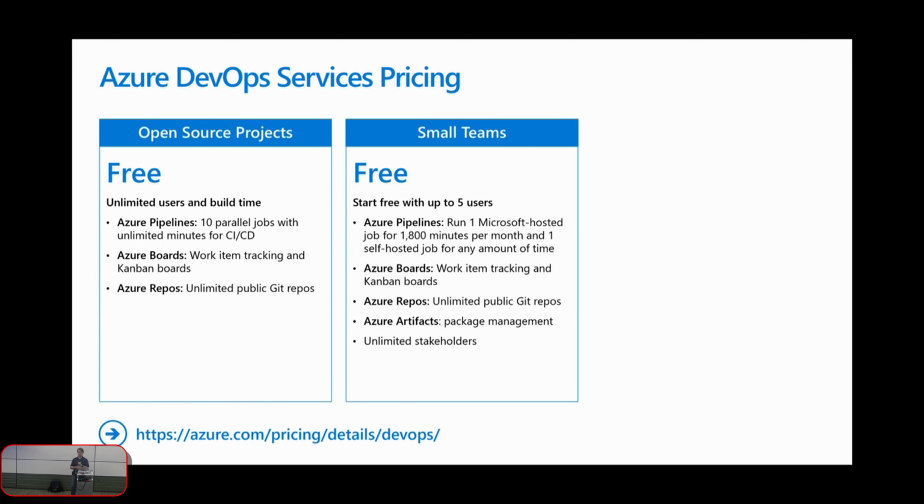If you're a small team, meaning 5 users or less, it's also free. It's just some of the times and things are limited. So in this case, you only get one job at a time, or 1,800 minutes a month, which comes out to roughly an hour a day of build time on the hosted agents. You get the boards and repos as well as artifacts. Artifacts, I don't think those are a thing in GitHub yet, but give it time. Yes, I'll leave it there.